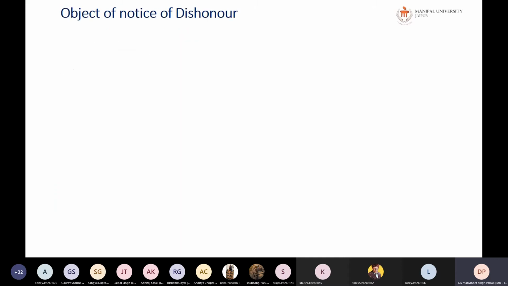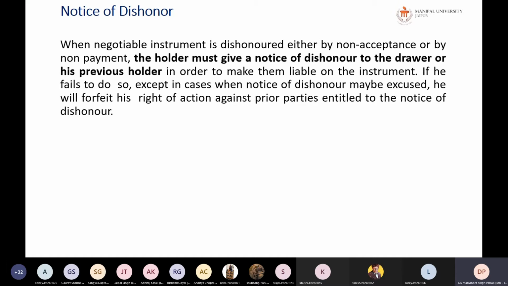So now next is a notice of dishonor. So when the negotiable instrument is dishonored either by non-acceptance or non-payment, the holder must give a notice of dishonor to the drawer or to the previous holder. The notice must be given, it is for sure. So in order to make them liable for the instrument, a notice has to be served or given to them. So if he fails to do so, except in cases where the notice of dishonor may be excused, he will forfeit his right of action against the prior party entitled to the notice of dishonor.